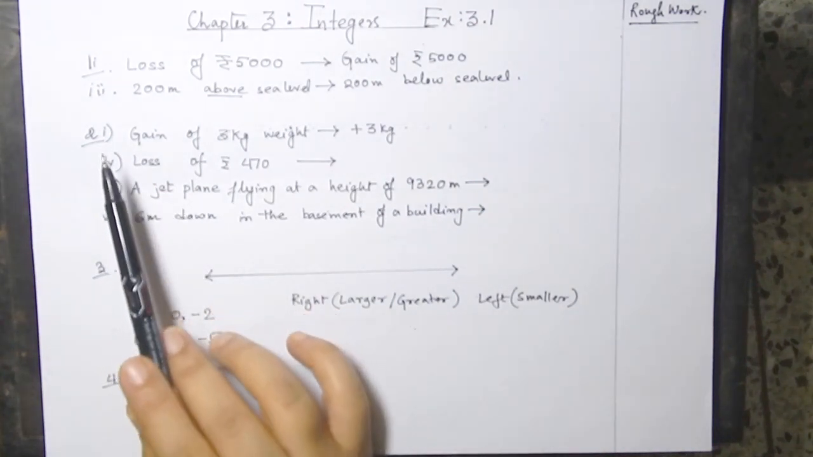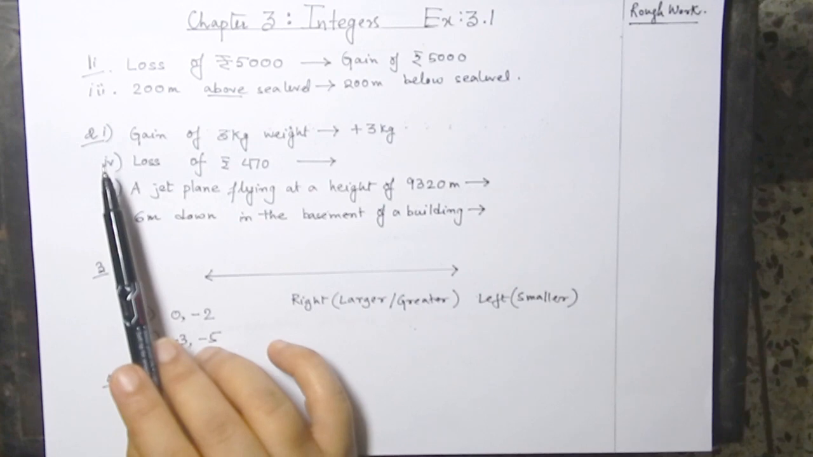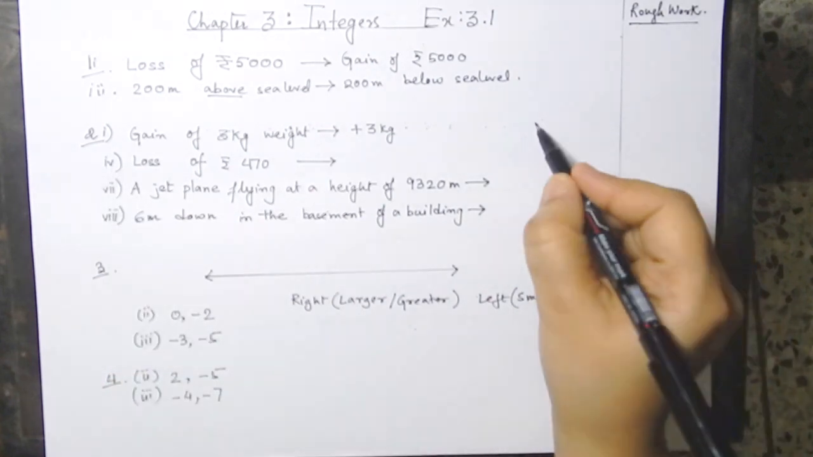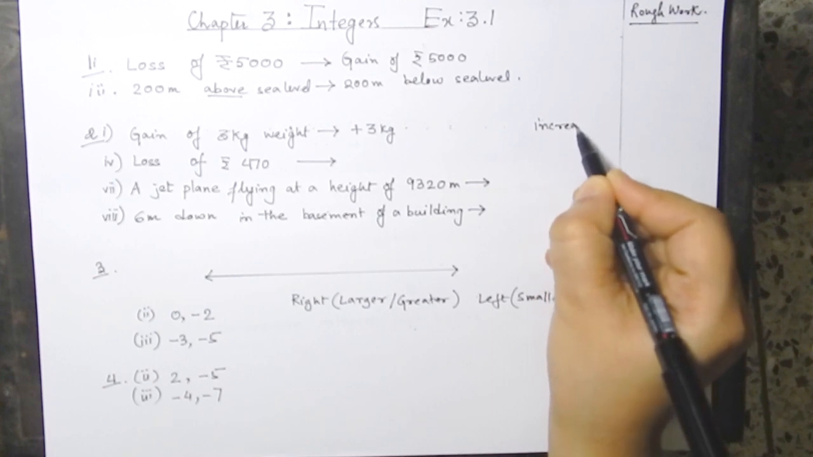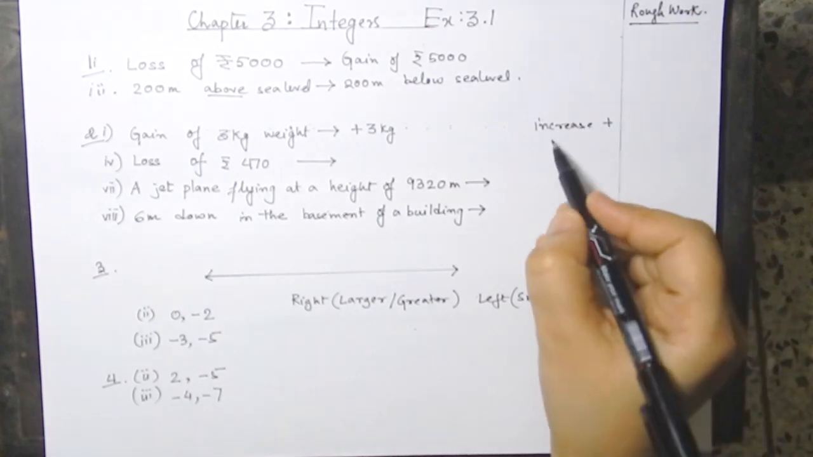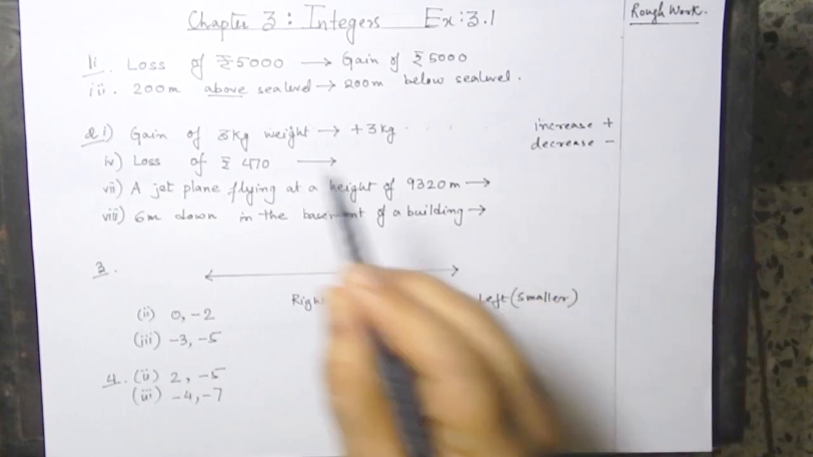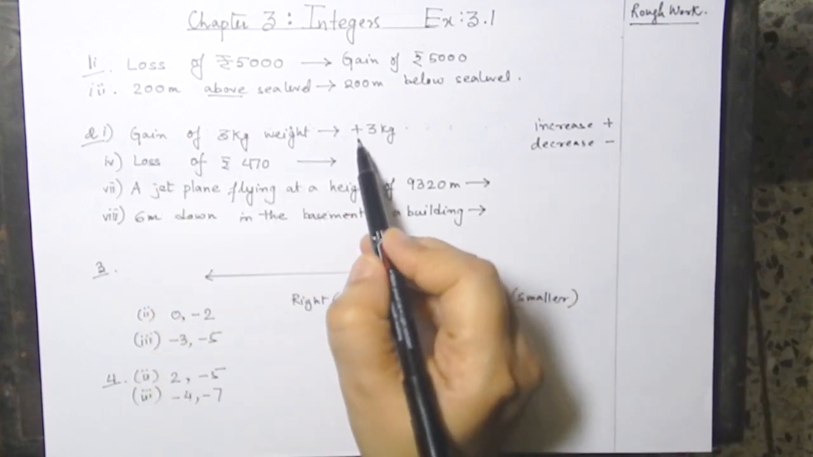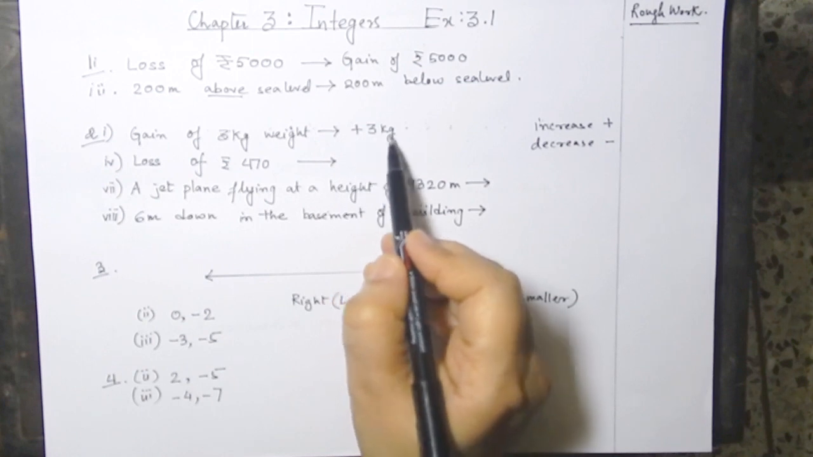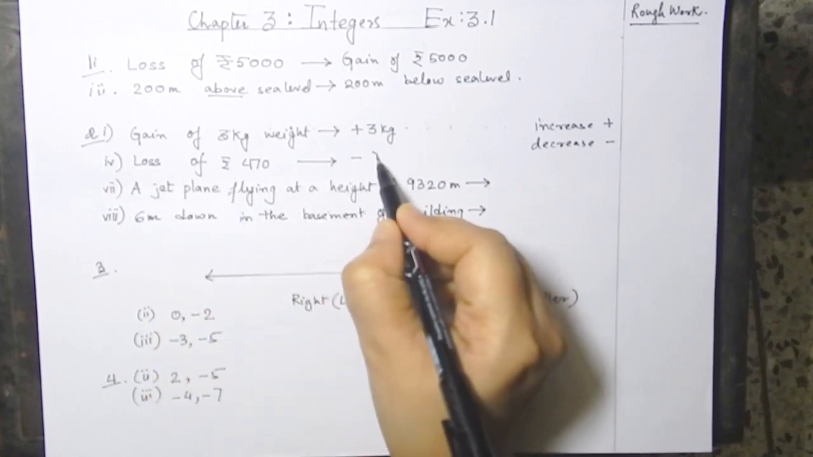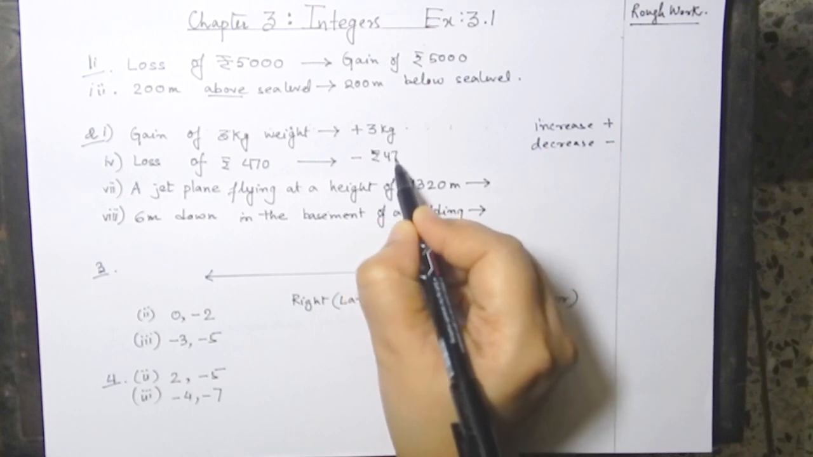Question number 2, let's read the question. Write each of the following using appropriate plus sign or minus sign. We know that increase is represented by a plus sign and decrease is represented by a minus sign. So if it is gain, meaning addition or increase, so plus 3 kg. Loss means reduction, so minus rupees 470.